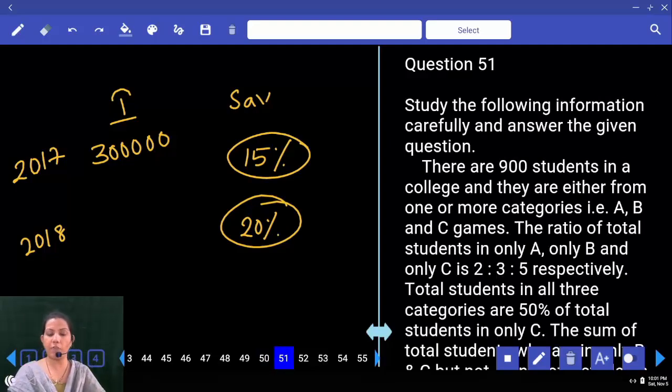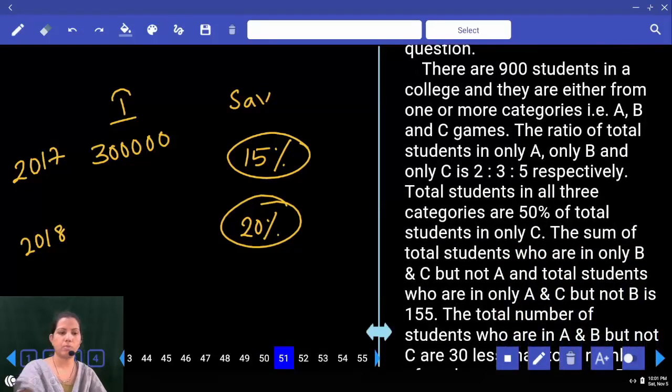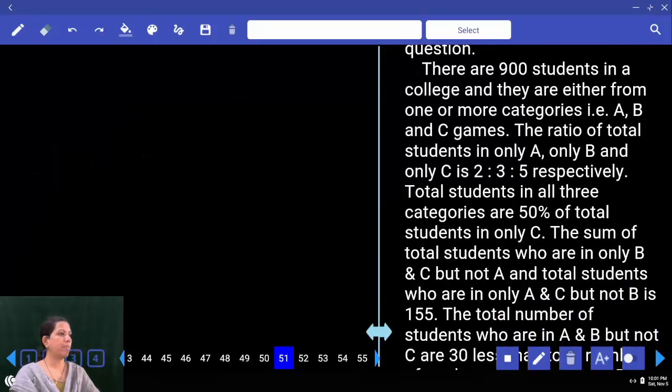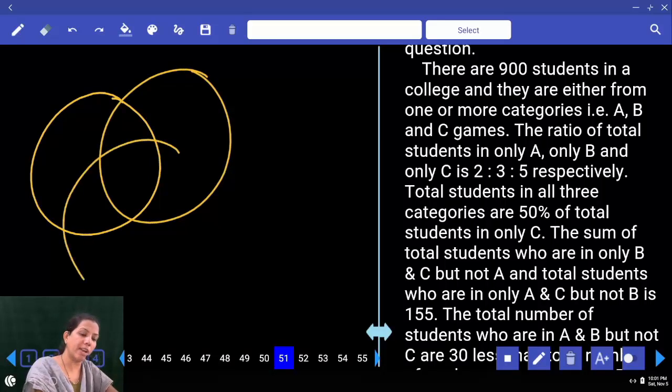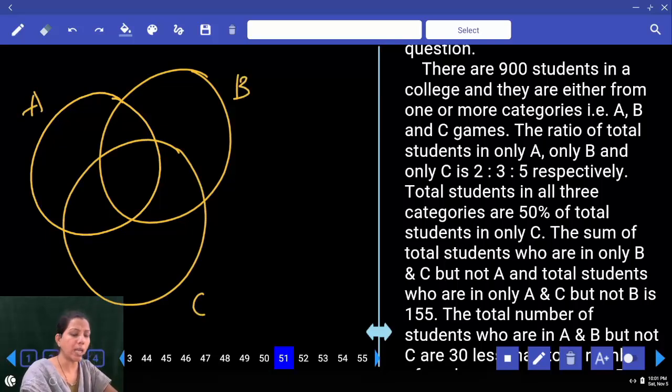Next question number 51. There are 900 students in a college and they are either from one or more categories, that is A, B, C games. So 3 games, one or more category, A, B and C. What is total number of students? 900. The ratio of the total students in only A, only B, only C is 2:3:5.